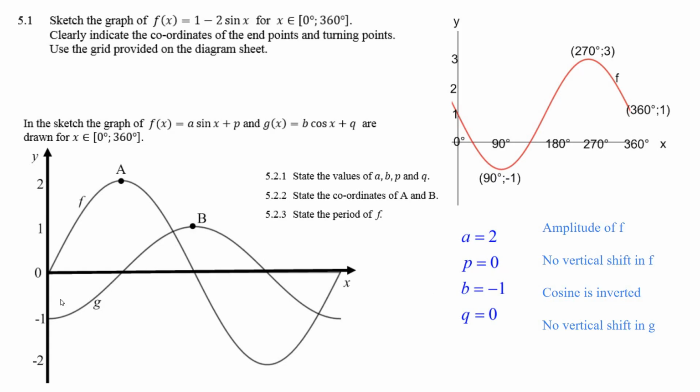Let's look at b here. Well, it's a cosine graph, they tell us. But normally it would start at 1. But it's starting at minus 1. So b must be minus 1. It's cosine turned upside down, cosine inverting.